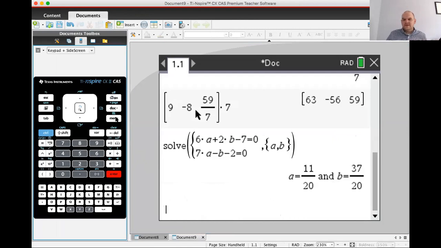Get this. Look at that. I got a is 11 over 20. So like nothing to be afraid of. And then I'm getting that b is 37 over 20. And so my vector that's orthogonal is 11 over 20, 37 over 20, and 1. So obviously, if you're going to do anything with this, you would multiply through by 20. So the vector we would use would be 11, 37, and 20.